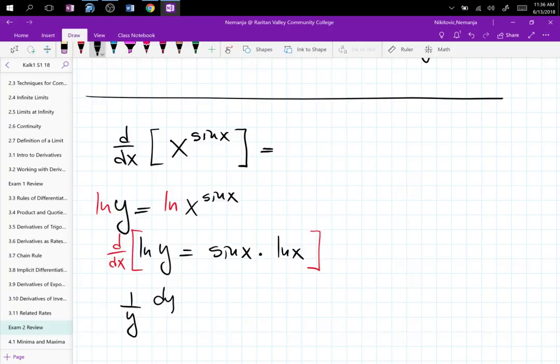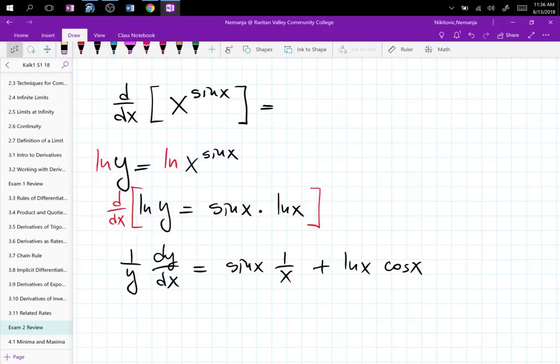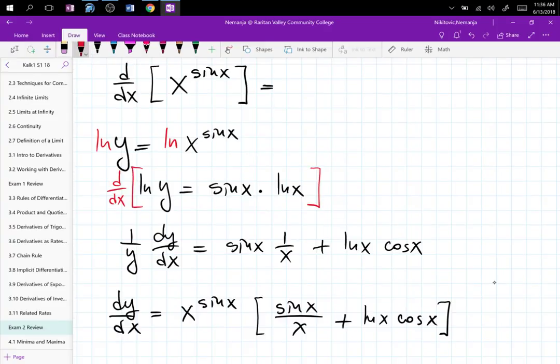So 1 over y dy dx is equal to, copy the first, which is sine x, times derivative of the second, which is 1 over x, plus copy the second, which is ln x, times derivative of the first, which is cosine x. So the derivative dy dx is equal to x to the sine x times sine x over x plus ln x cosine x. No coughing. And that will be the answer.